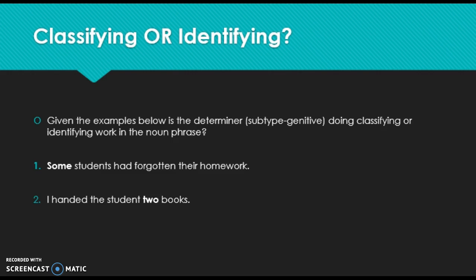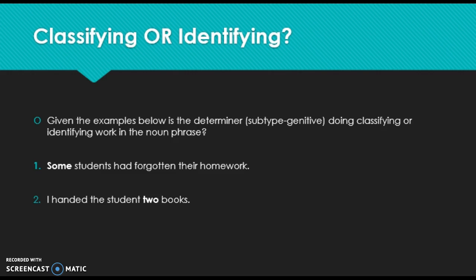teacher's lounge that some students forgot their homework, if you came into my classroom, you wouldn't be able to identify which students had forgotten their homework. You would know that a subset of my students did, but you wouldn't be able to identify which individuals forgot their homework. Let's look at the next example.